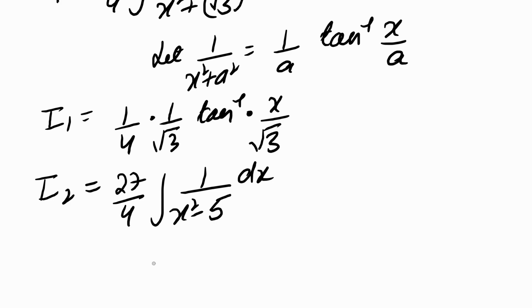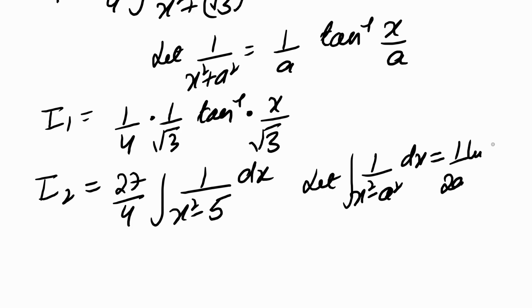So what will we do? The formula is integral 1 upon x square minus a square dx is equal to 1 upon 2a ln of (x minus a) upon (x plus a). Okay, so I will use this formula.